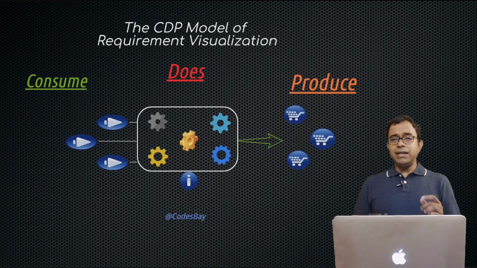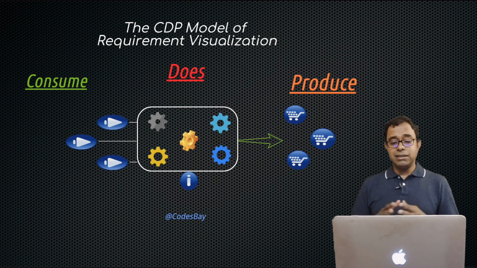That's why I have created this CDP model called consume does produce to represent the software requirement. Now I know that it might be difficult for you to understand it completely. I'm in the process of creating lots and lots of examples on my website and also on my GitHub page. Please do visit them regularly to understand the same.